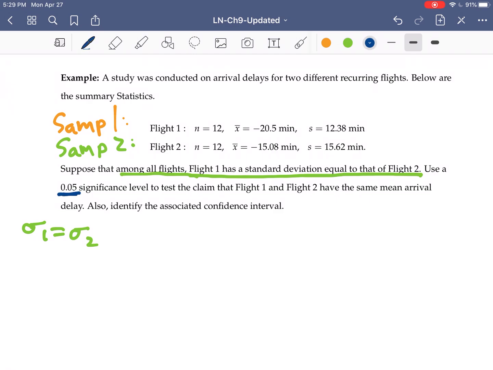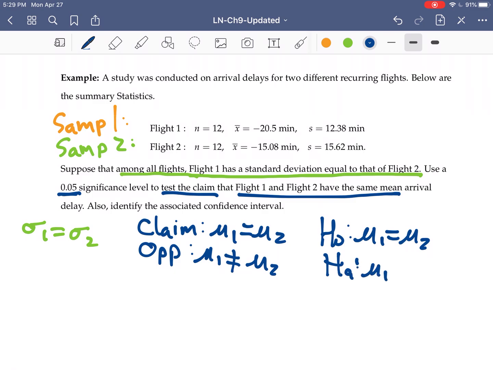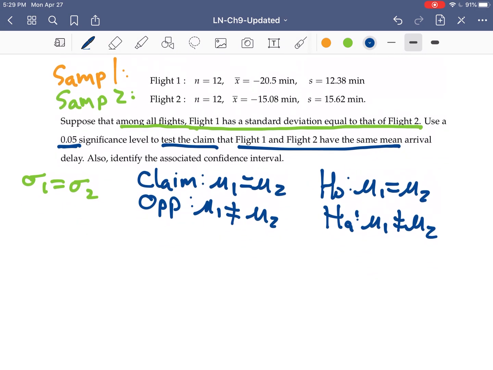Our significance level is 0.05. We are going to test the claim that they have the same mean. So the claim is mu1 equals mu2. The opposite is, nope, they're not actually equal. So our null hypothesis is mu1 equals mu2, and the alternative is mu1 is not equal to mu2. And let's roll over to StatDisk.